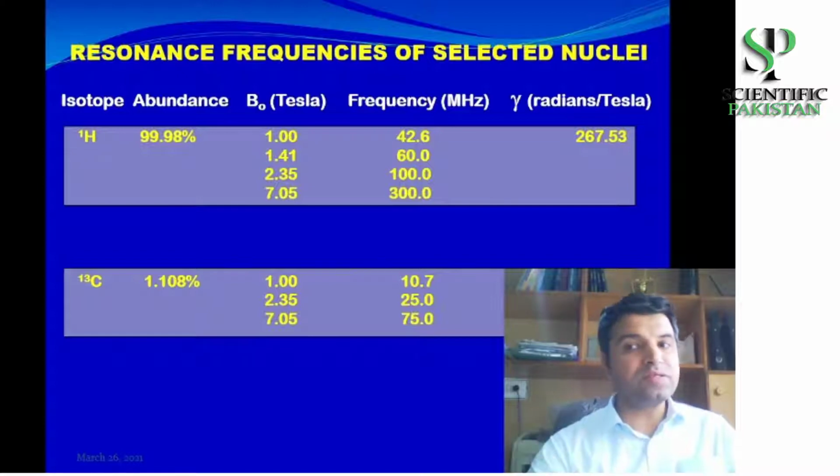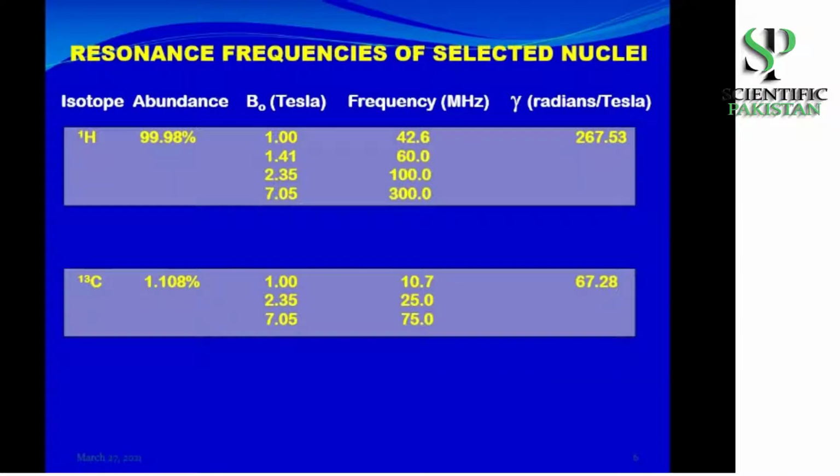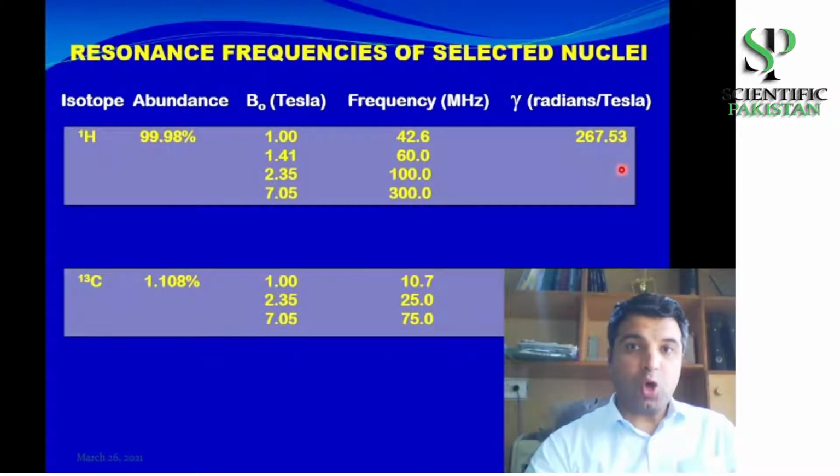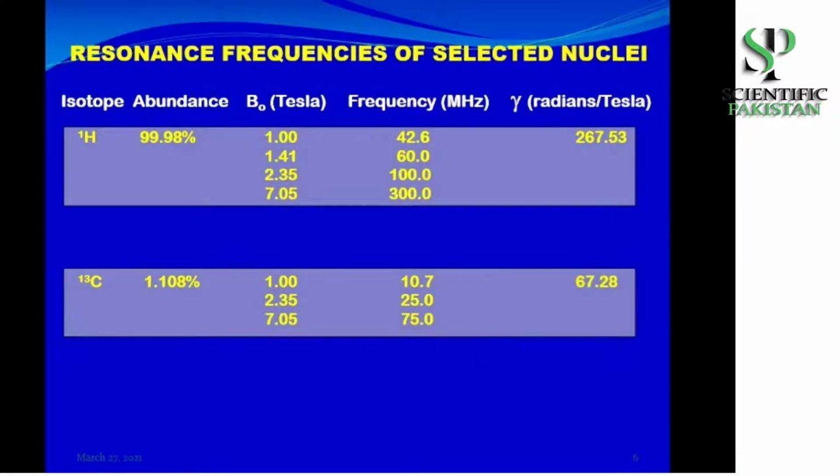So that also means that if we have a higher value of gamma for proton, the magnetic moment of proton is higher than carbon-13, which means the response towards the magnet is higher for proton than for carbon-13. And if you compare both of these values, you can see that the gyromagnetic ratio of proton is almost 4 times greater than that of carbon-13, which means that the magnetic moment of proton is greater than that of carbon-13. Let's talk about the frequencies.